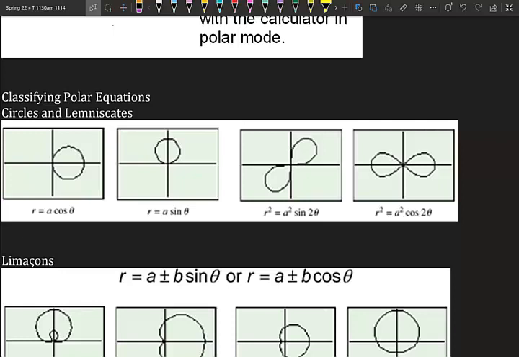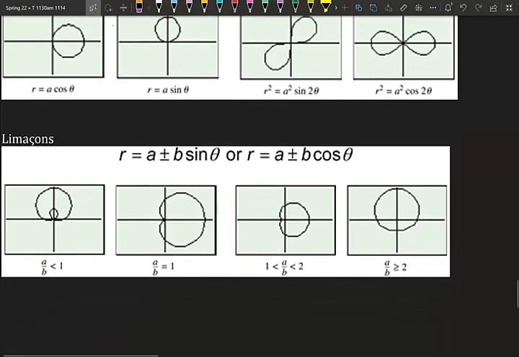So if it's sine theta, because sine is the y, that's why it branches off the y-axis. Cosine is x, that's why it branches off the x-axis. A lemniscate. It's a fancy C. I have to say it fancy because it's a fancy C.